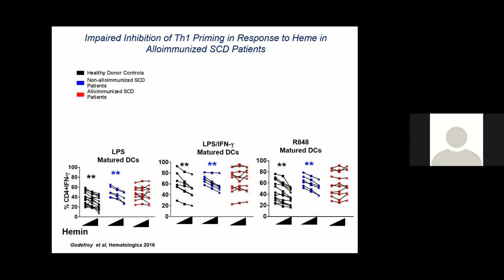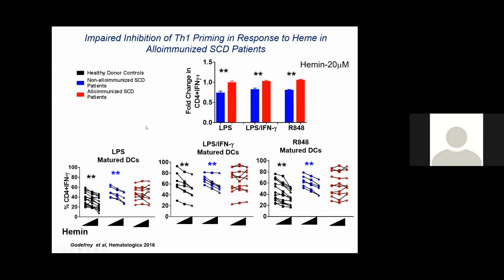Whereas with these alloimmunized patients, it was as if, so what, heme is there. There's no difference. And if we plot this change, what we found, as I said, is that the alloimmunized do not care whether there's heme around or not. They are going to induce Th1 responses.